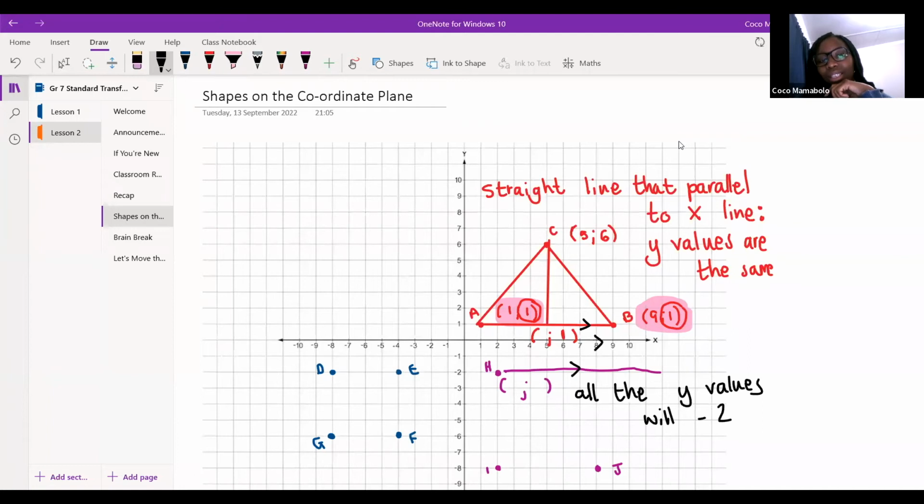Okay, well done, guys. That means if I draw a dot here, it doesn't matter what the x value is, the y value will be -2. And if I draw a dot here, doesn't matter what the x value is, my y value will be -2. So all the y values on my straight line will be -2. Thumbs up, thumbs down. Do we understand? Are we getting it?